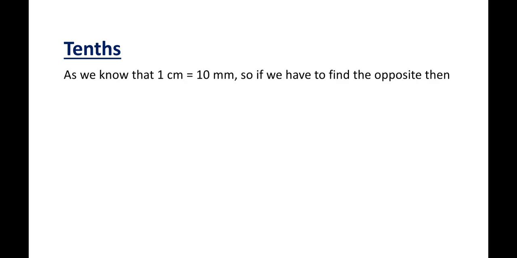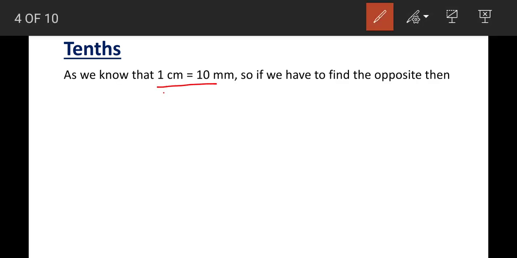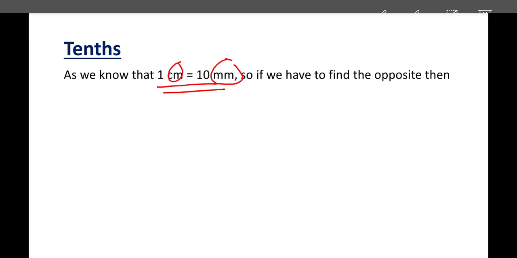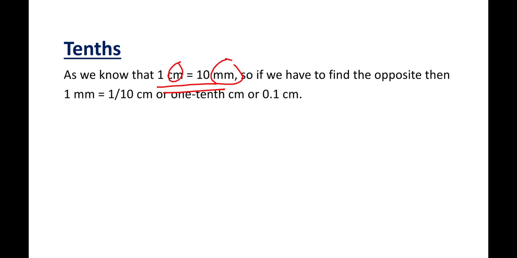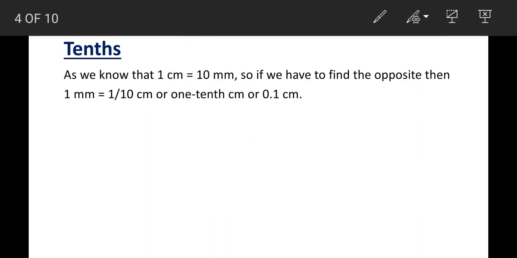10th place value. As you know that 1 centimeter is equal to 10 millimeter. So if you have to write the opposite of this one, then what to do? We have to convert this millimeter to centimeter. In that case, how to write this one? 1 millimeter is equal to 1 by 10 centimeter.